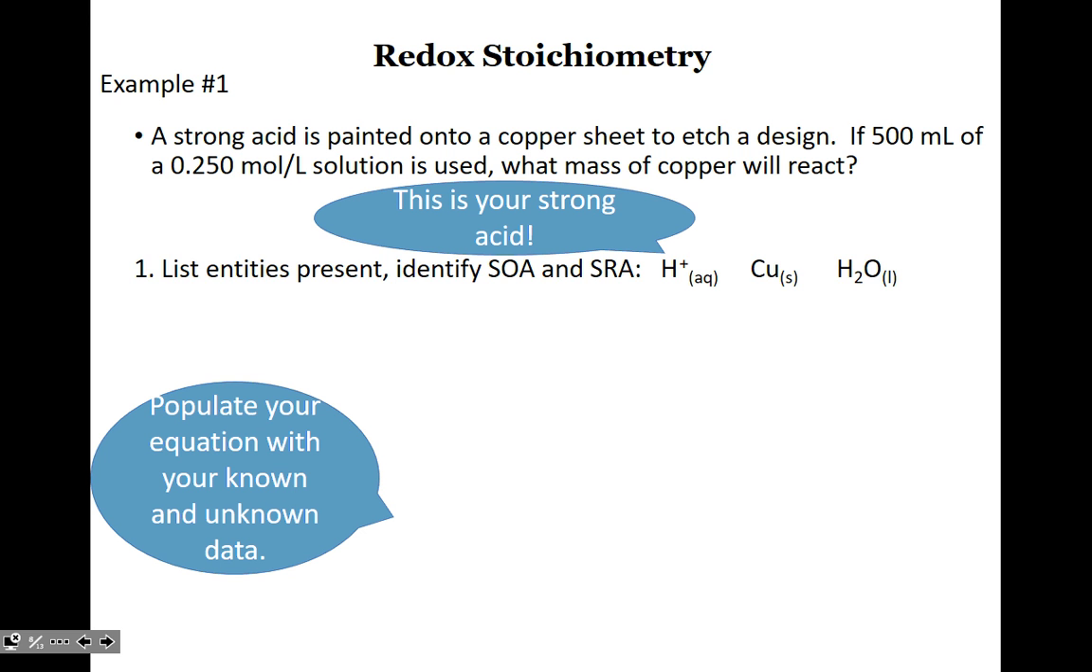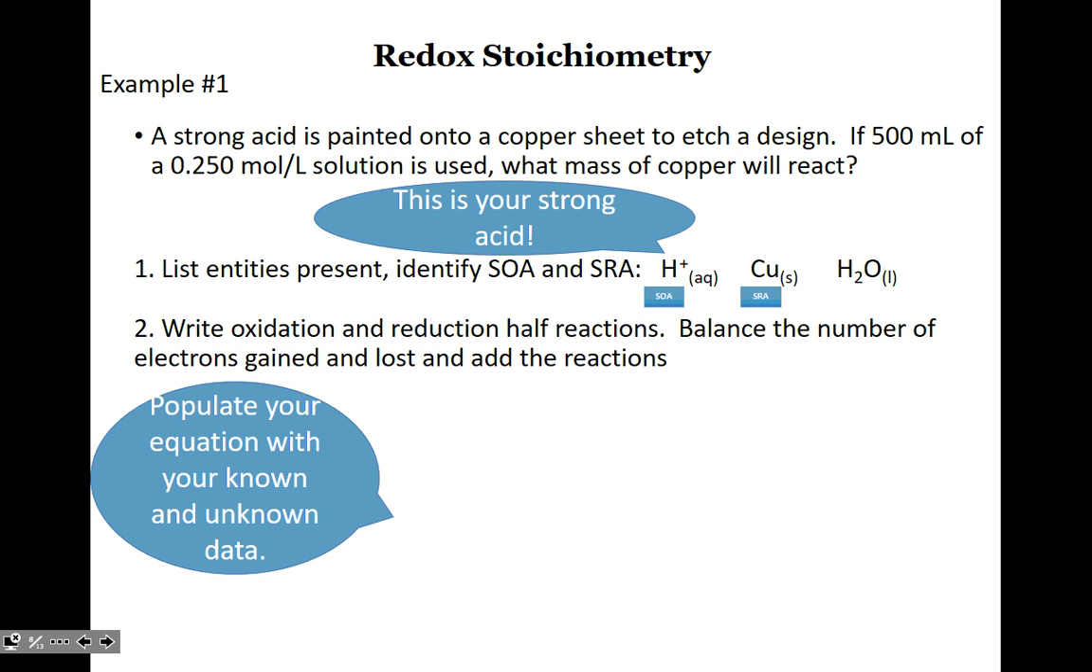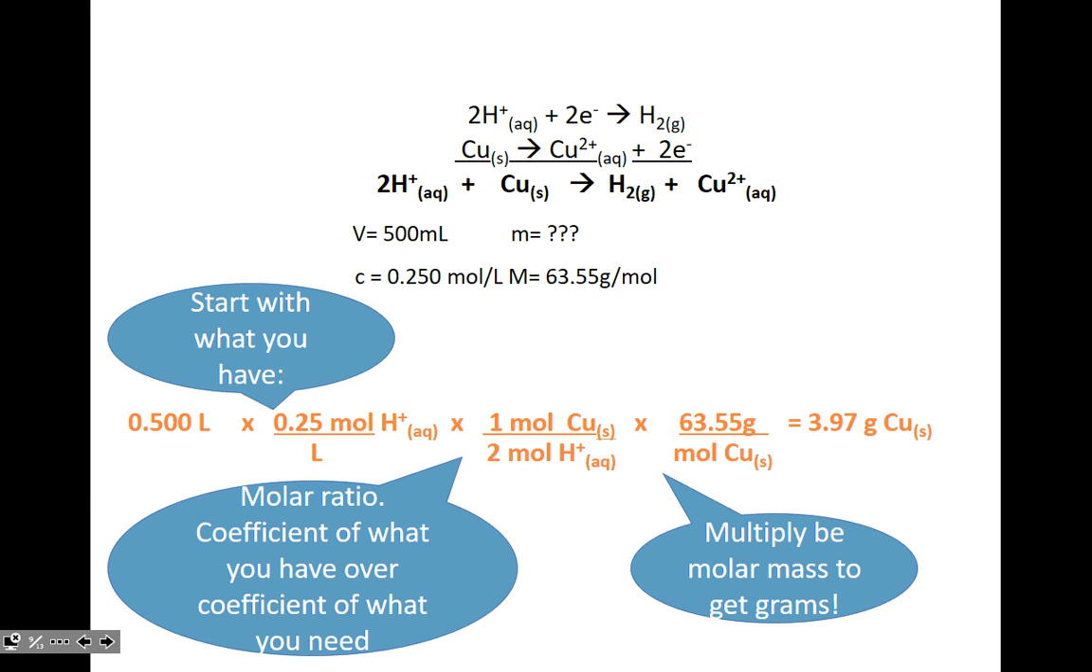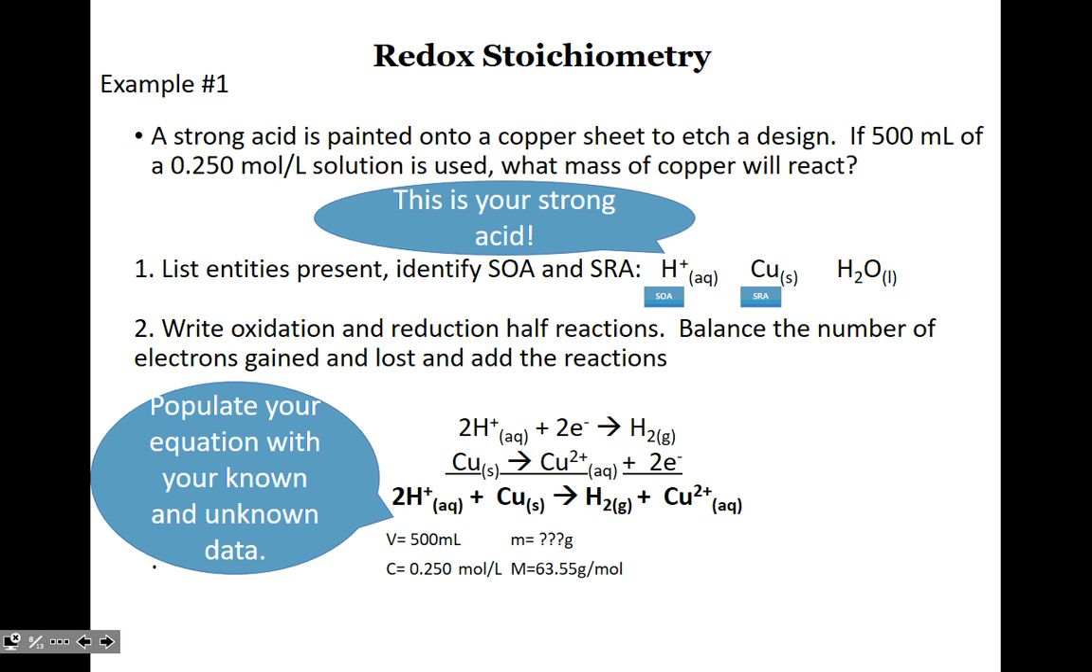A strong acid. The first one I'm going to go through quite slowly. Okay, so a strong acid is painted onto a copper sheet to etch a design. If 500 milliliters of a 0.250 moles per liter solution is used, what mass of copper will react? So we're going to first list all your entities.